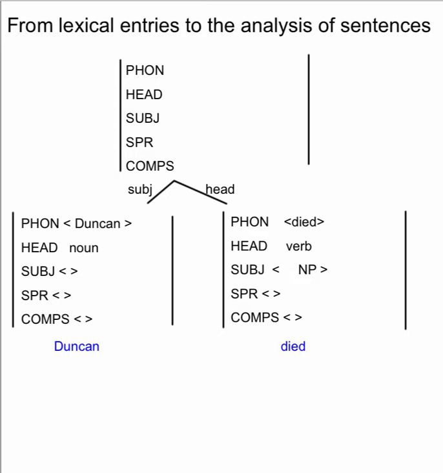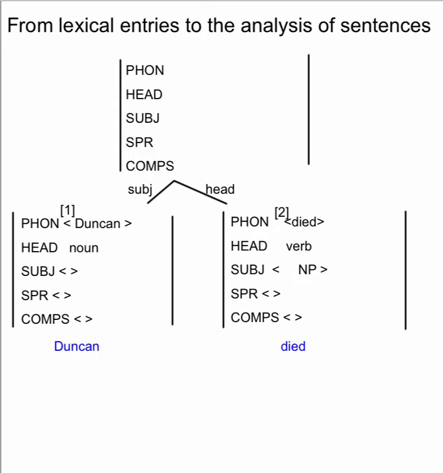In this example, there are two possibilities. We can either have Duncan died or died Duncan. So further principles of the grammar will have to make sure that the phonological ordering that we get is Duncan died. Now for the time being, just use tags. So we use the tag number 1 for the phonology of the subject, and the tag number 2 for the phonology of the verb.